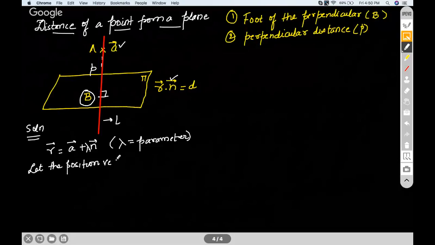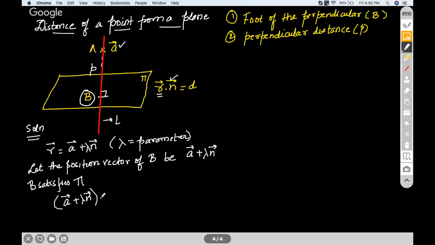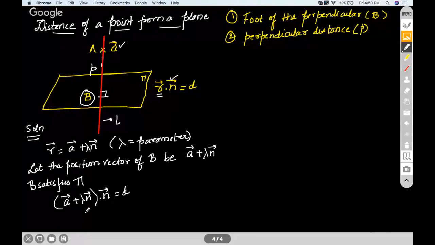Guys, are you there? Yes, sir. Okay. Let the position vector of B be A plus lambda n. Now, I also know that B satisfies the equation of the plane, which is pi. That means in place of r, if I substitute A plus lambda n, then my equation should get satisfied. That means (A plus lambda n) dot n is equal to D. Yes or no? Yes, sir.